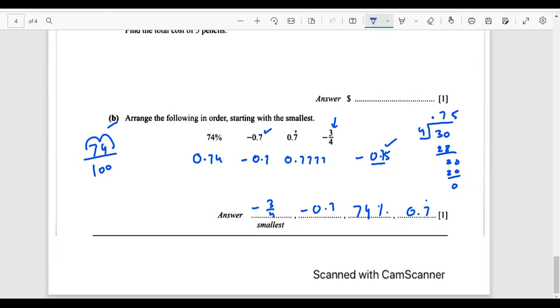Now, Umayza, I hope you're clear with this. You need to make sure that the final answer has to be the way the examiner is giving you, okay? So it would be -3/4, -0.7, 74%, 0.7.